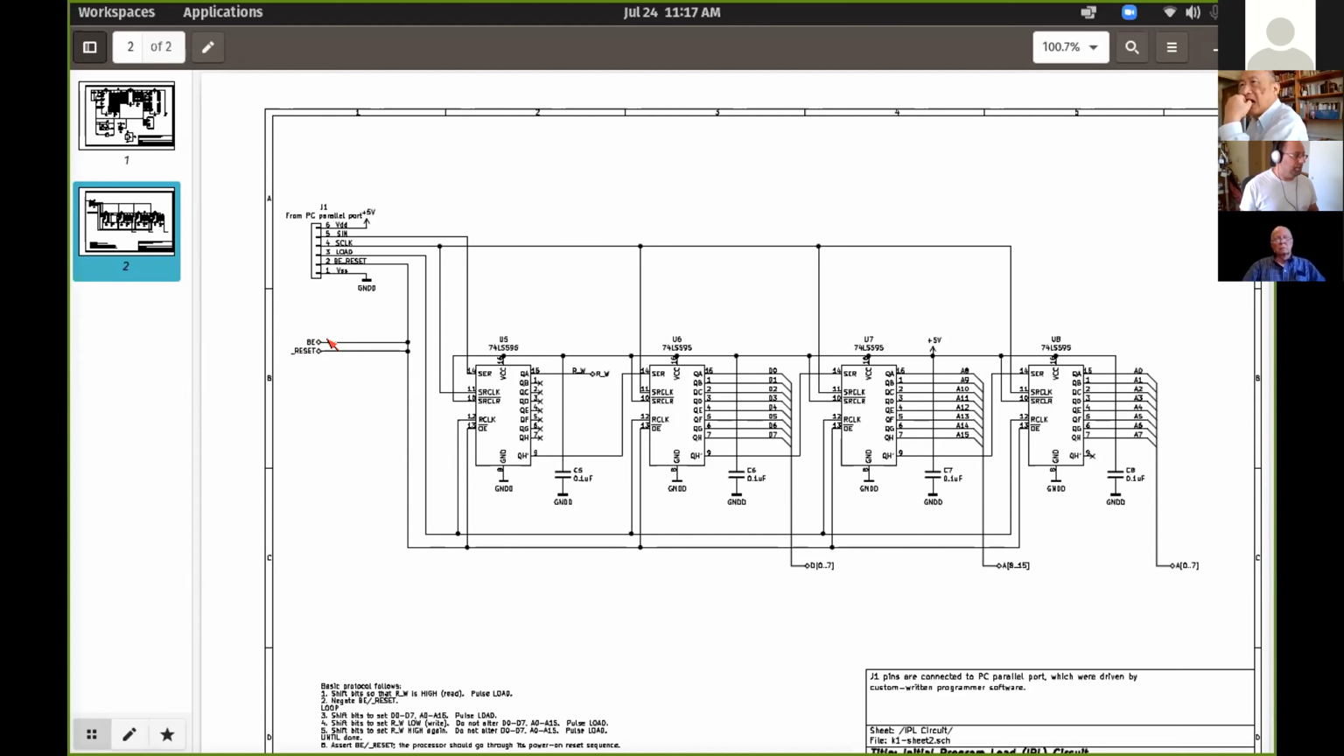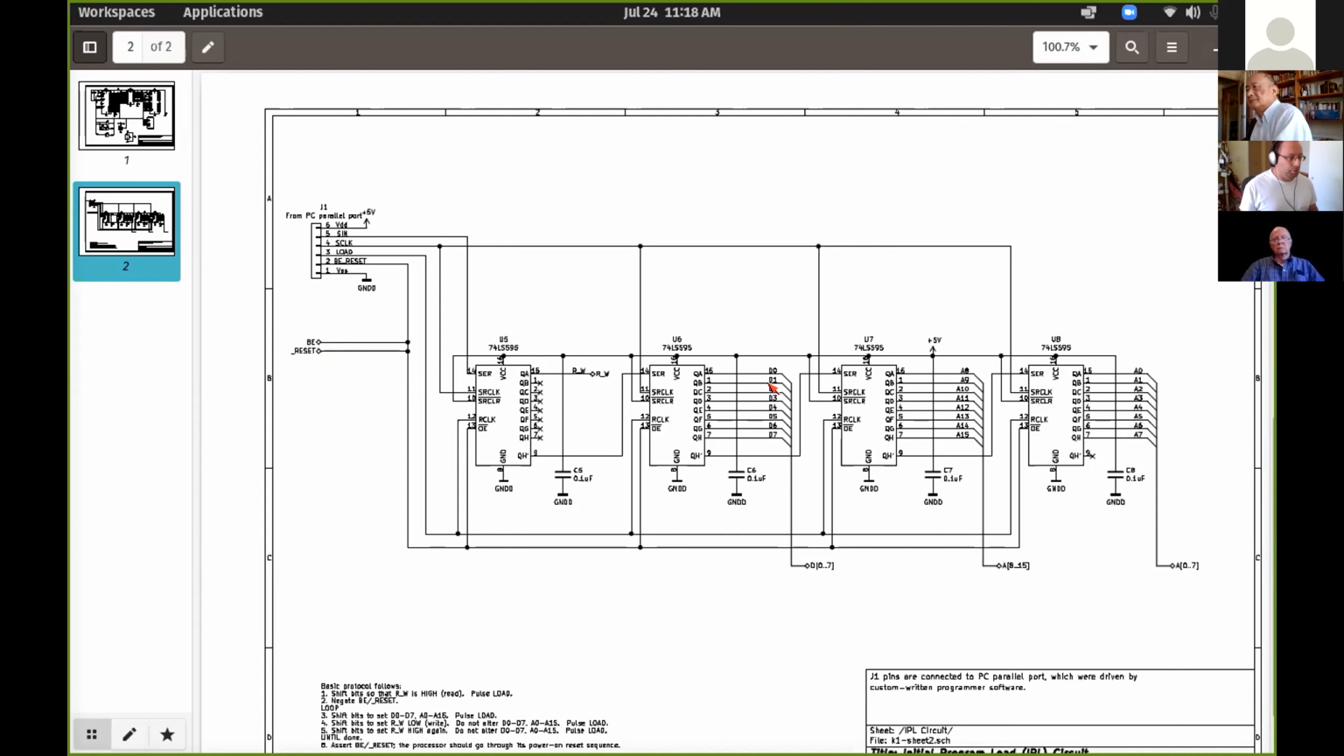As long as this pin remains low, I can do that. When this pin goes high, thus re-enabling the bus drivers on the processor, and also taking the processor out of reset, this circuit here becomes ineffective.